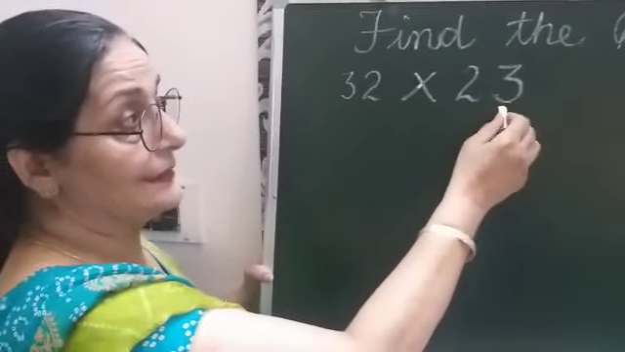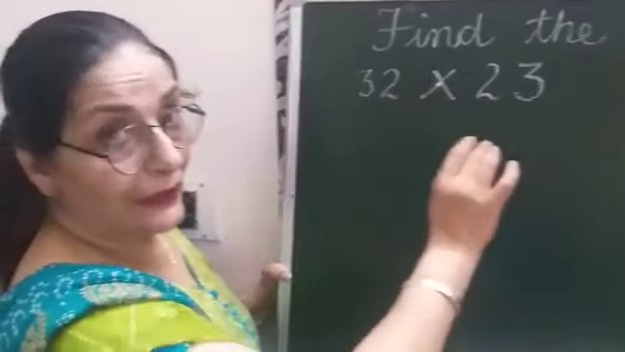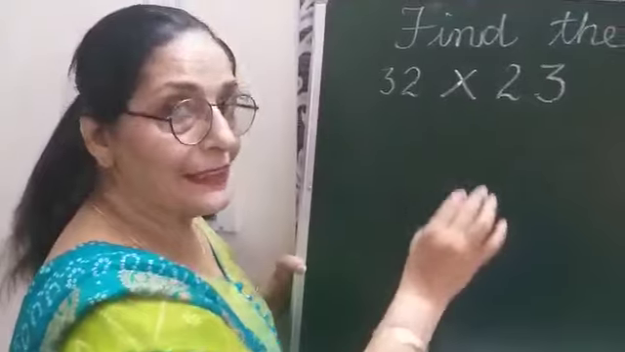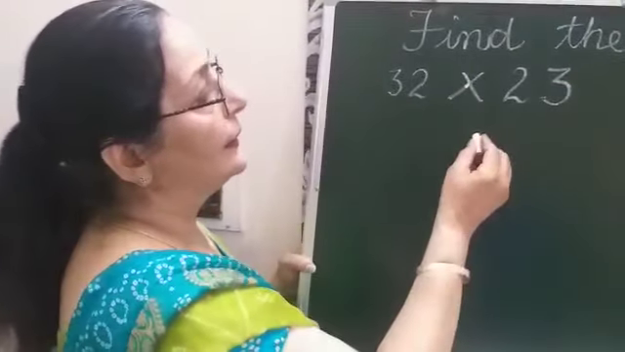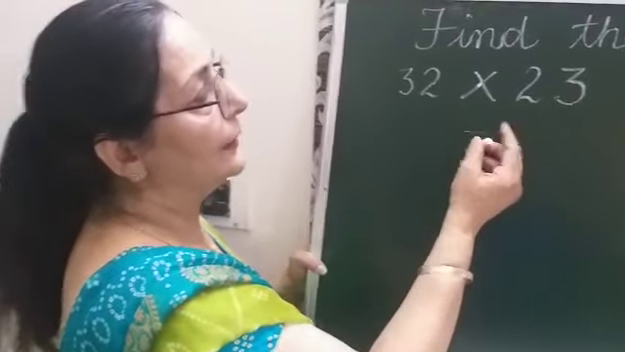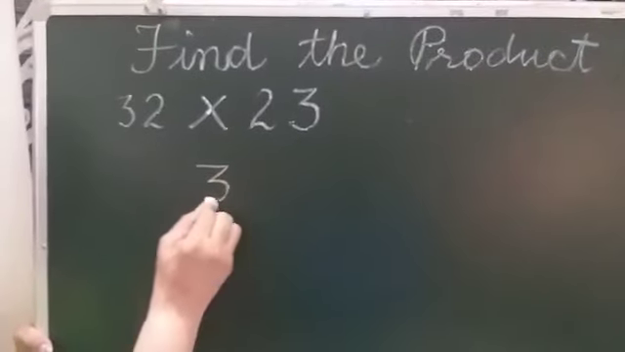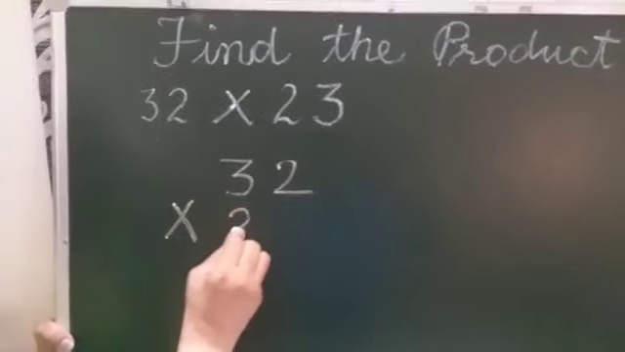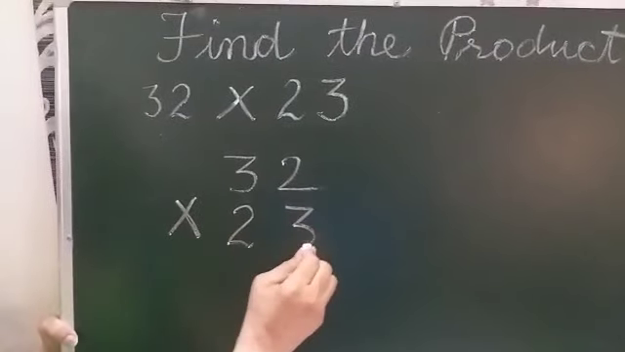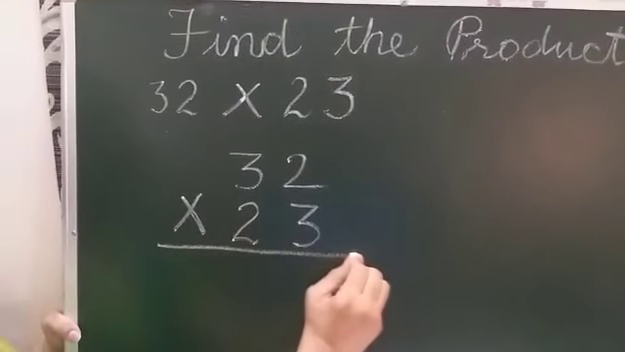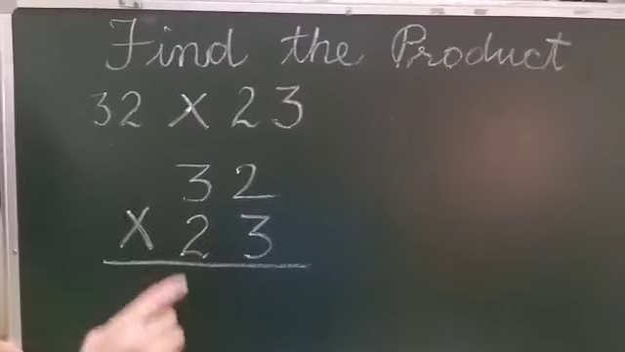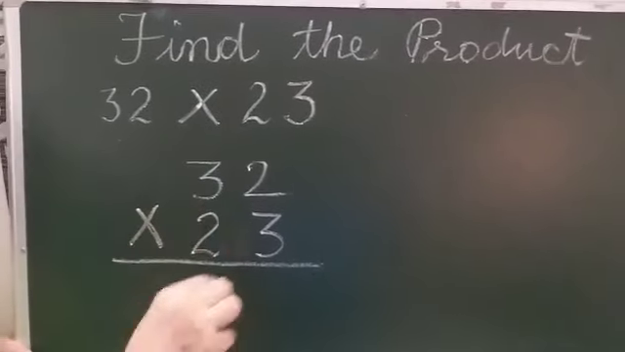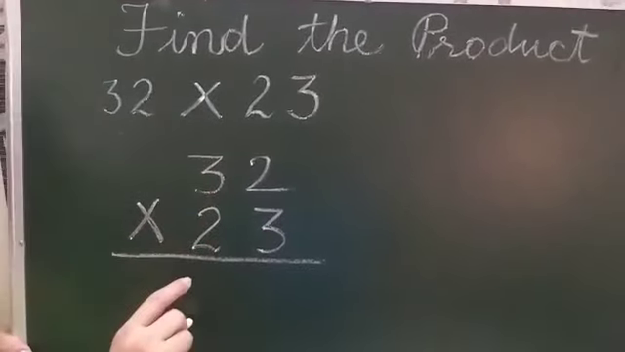In this case, we can't do this orally, so we have to place them in proper order. Just look at the blackboard. We have to write 32 multiplied by 23 like this. Always when we multiply, we have to put them in proper place value and put them in order.